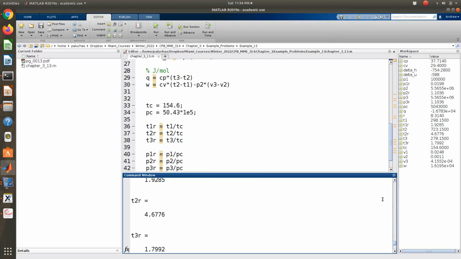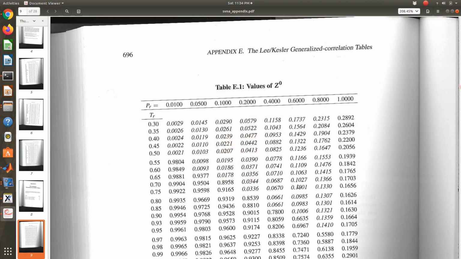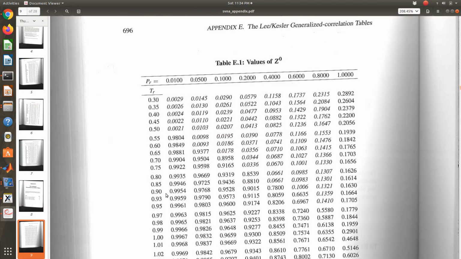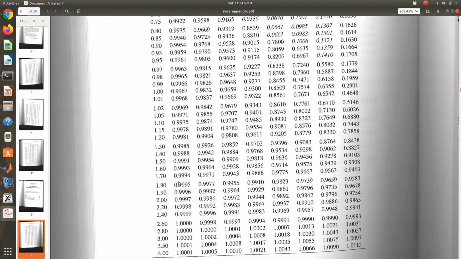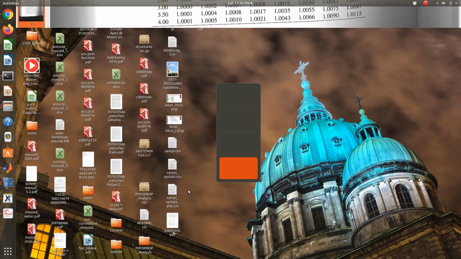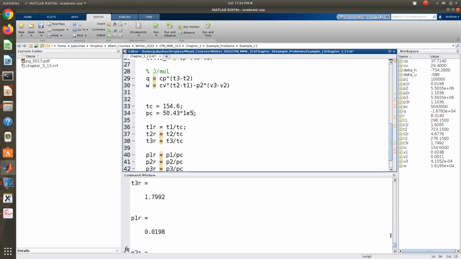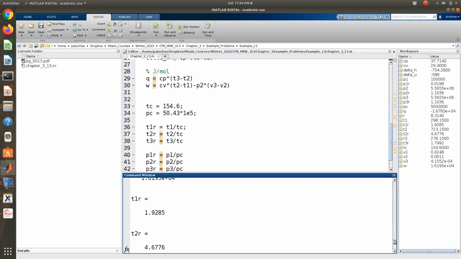let's just say I had a reduced temperature of 1.9 and a reduced pressure of 0.01. You can see that Z naught is really close to 1. So the value of Z I'm going to get from the Lee-Kessler table is going to be really close to 1, really close to assuming an ideal gas. And I could do the same thing for the other states.